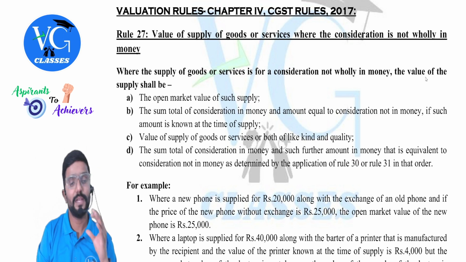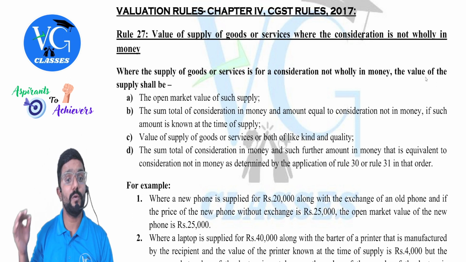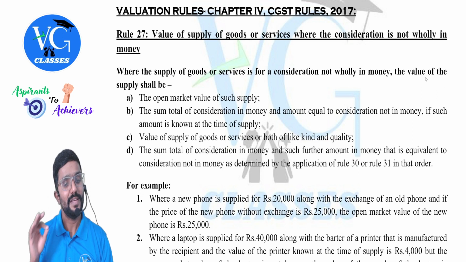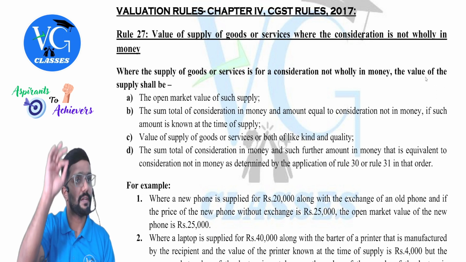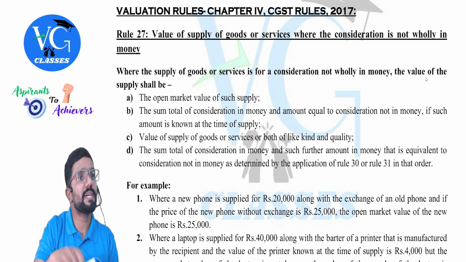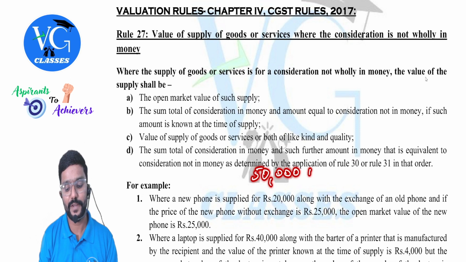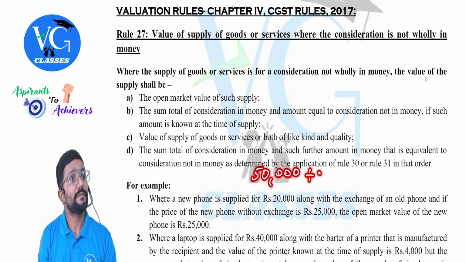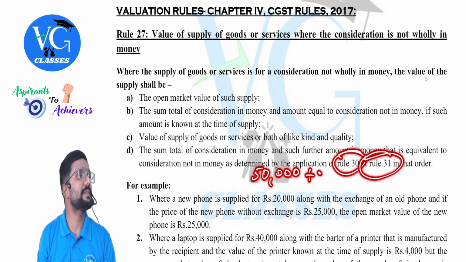Okay. Sure. Last one, D. The sum total of consideration in money and such further amount in money that is equivalent to consideration not in money as determined by the application of rule 30 or rule 31 in that order. Simple, they are telling. How much is the consideration in money? 50,000. We need to take. Plus, consideration is not in money, no. That we need to calculate by applying rule 30 or 31.